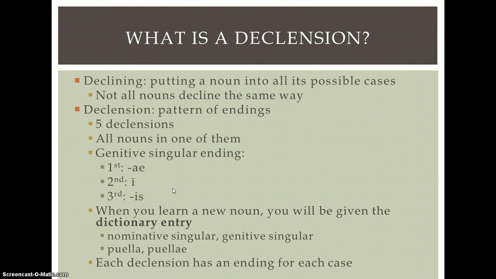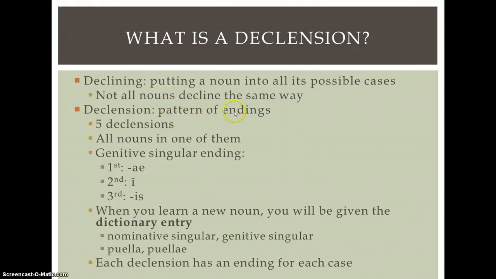Okay, so let's start at the beginning. When you want to put a noun into all of its possible cases, that is called declining a noun. So sort of like how verbs conjugate, nouns in Latin decline. Here's the thing, not all nouns decline the same way. Just like in Spanish or in French, different verbs will conjugate in different ways. Well, in Latin, different nouns will decline in different ways.